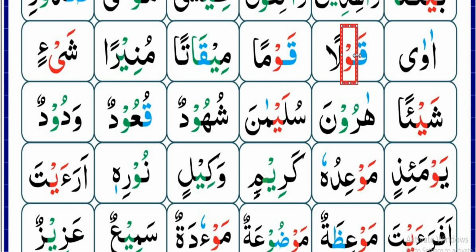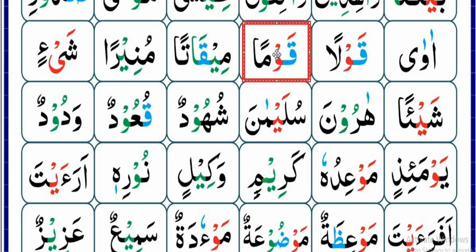It is not madda. And how do we know that it is not madda? Because the sign before waw madda, it has to be a dhamma. So this is waw madda. And this one is waw leen. The difference between the two is the sign before waw sakin. So qawlan is the word.